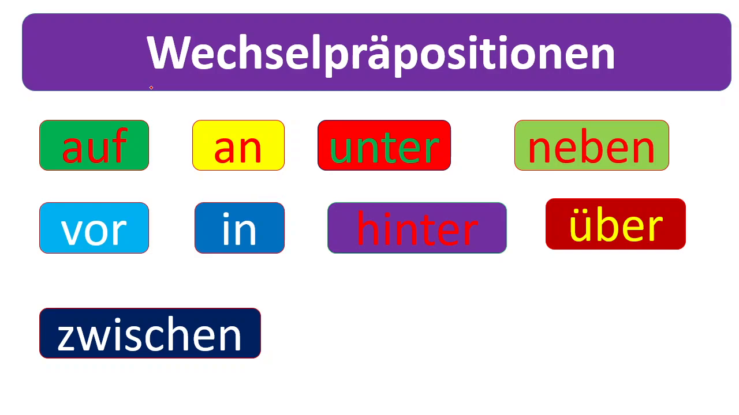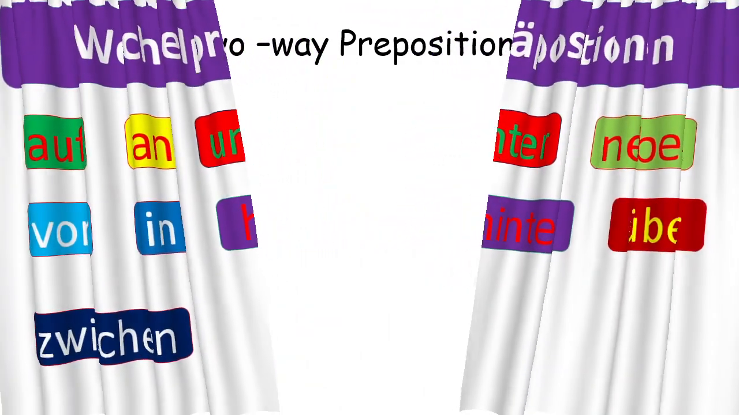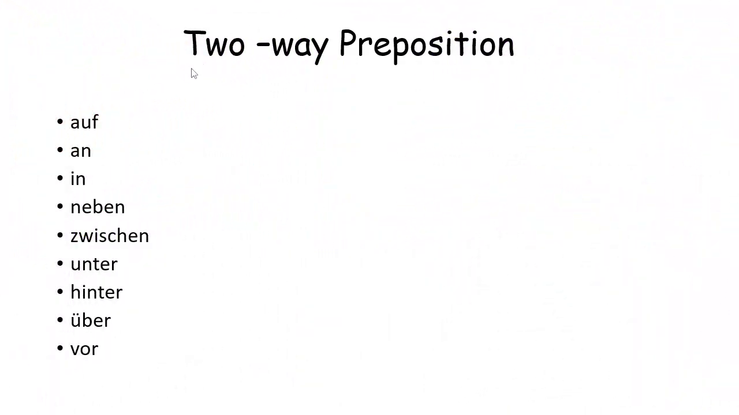In today's lesson, we learn about Wechselpräpositionen in the German language. What are two-way prepositions in German, and why are they called Wechsel, or two-way, prepositions? Let's see. We call them two-way prepositions, which means sometimes they take dative and sometimes they take accusative. Today we learn when they take dative and when they take accusative.